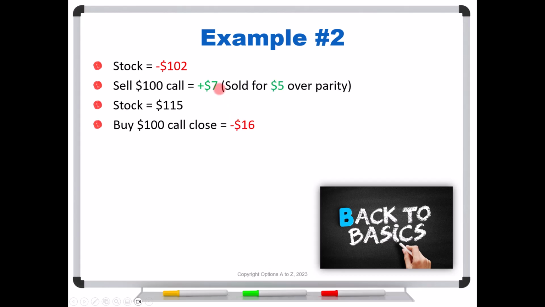When you sold the option, you sold it for $5 over parity, right? There's $2 of intrinsic value, and therefore $5 was extrinsic value. You sold it for $5 over. How much did you buy it back for down here? It has $15 of intrinsic value. You paid 16, so you bought it for $1 over parity. So if you sold it for 5 and bought it back for 1, that's a net gain of 4. That's not a loss, it's a net gain of 4, and I can quickly see that just by looking at parity.